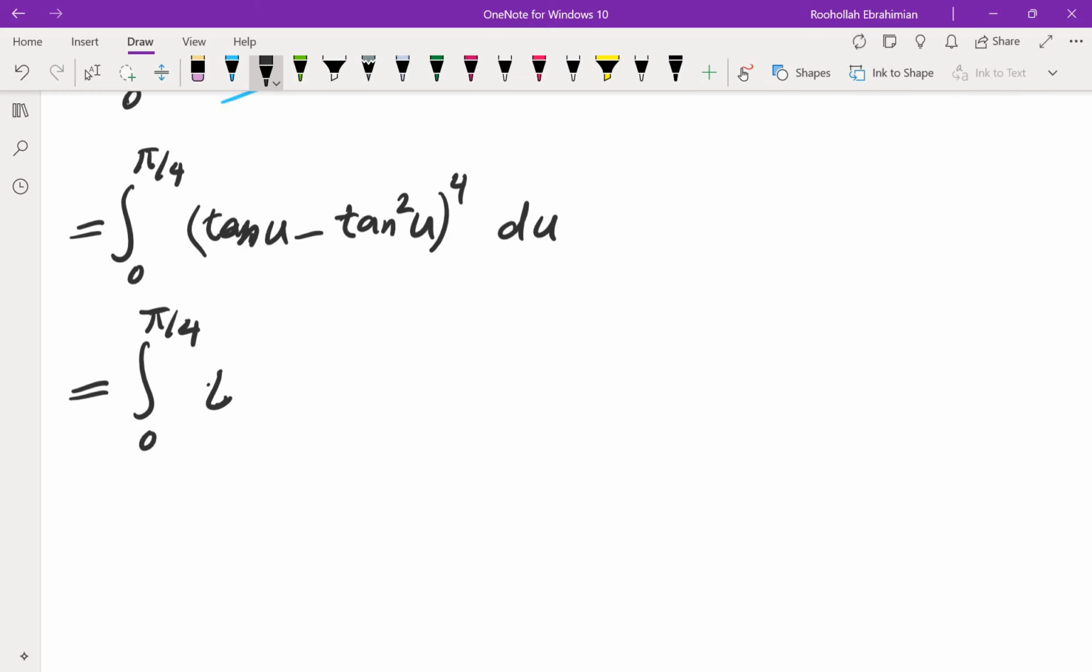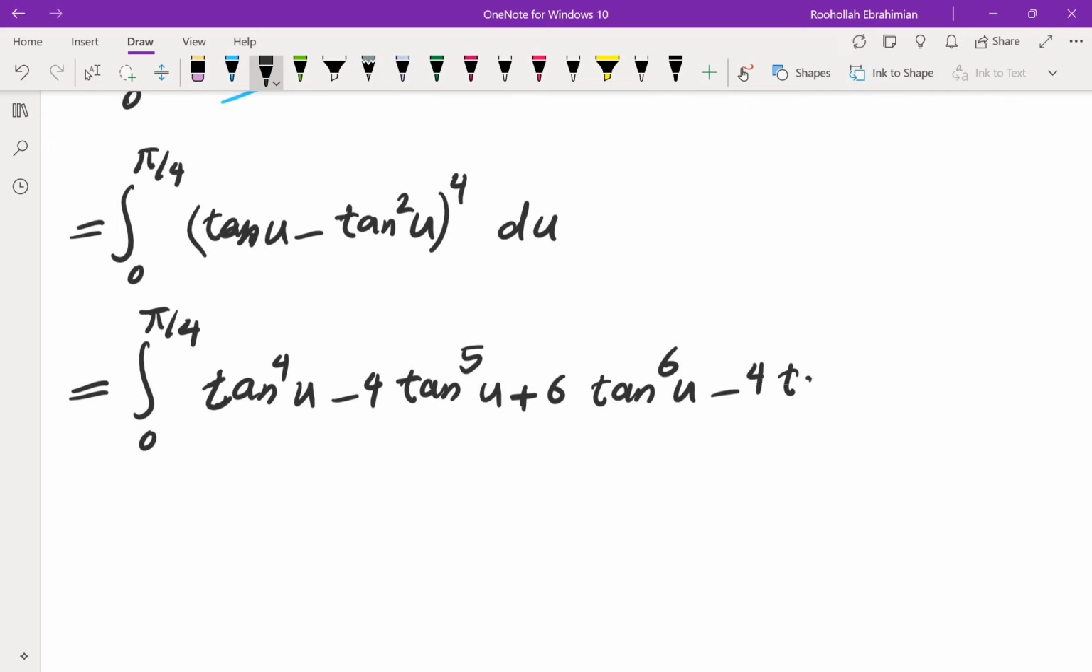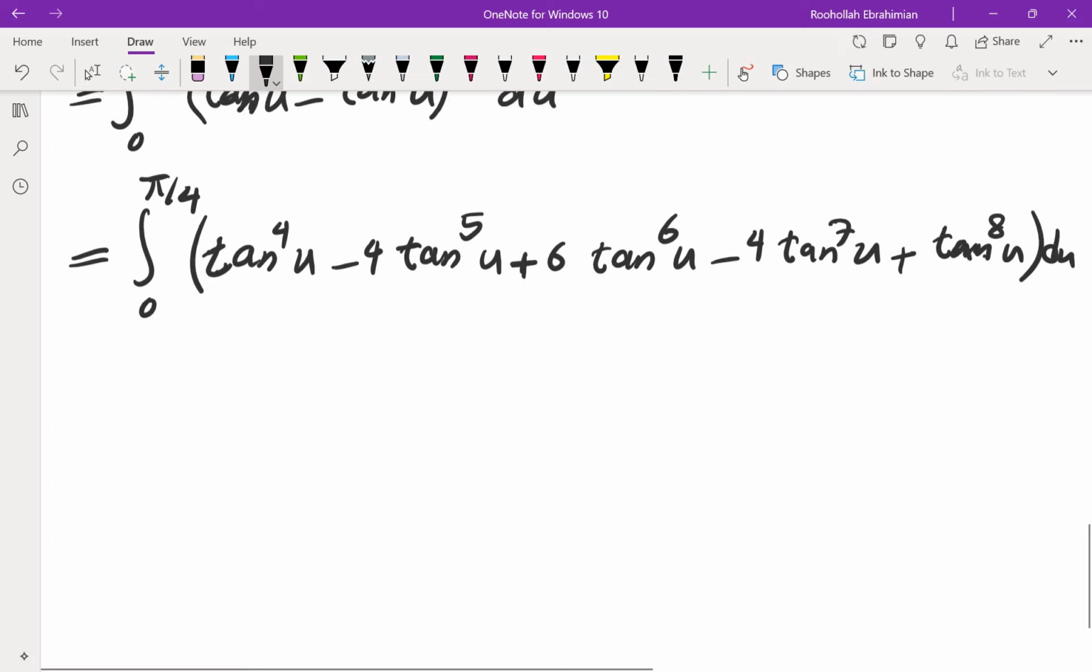We get tan to the 4th of u, minus 4 tan cubed times tan squared, that's tan to the 5th, plus 6 tan squared times tan squared squared, that's tan to the 6th, minus 4 tan to the 7th, because you get tan times tan squared to the power of 3, and then plus tan to the 8th of u du. Okay, so this is what we get.